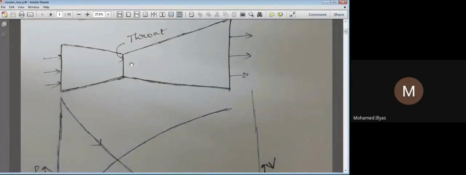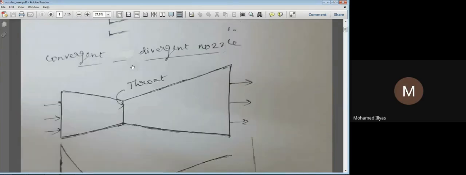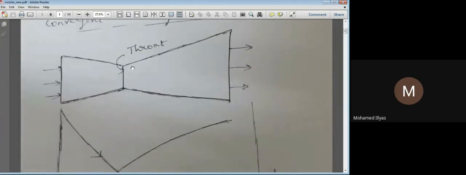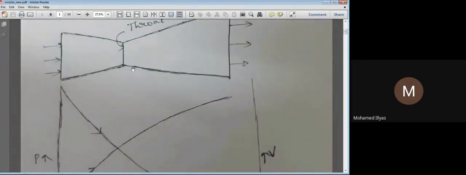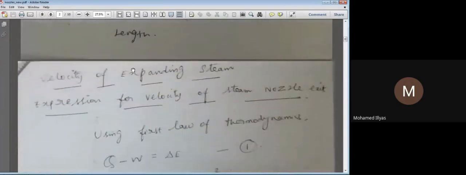So that is one way. In this way, nozzles are used in the steam power plant to obtain a very high velocity. This is all about the theoretical part about the nozzles.